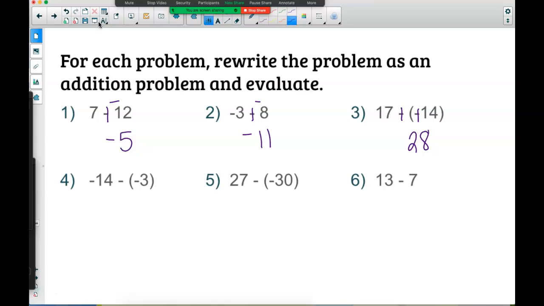Okay, we're going to try a couple more. Number 4. Negative 14 minus negative 3. What would be the addition problem? We'll do these together. Nail, how would we change it? We keep the first number. Change the minus to a plus. Change the negative 3 to a positive 3. So keep, change, change. Okay, what's negative 14 plus 3? Bailey? Negative 11.